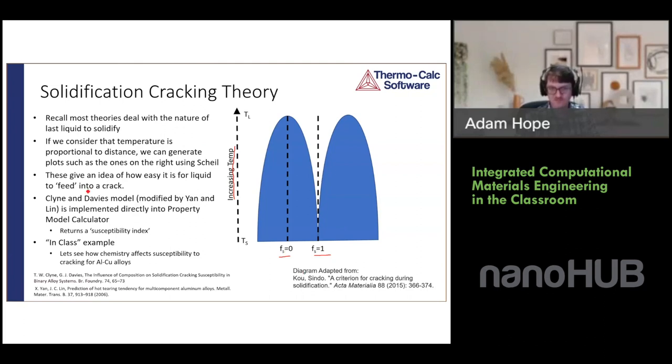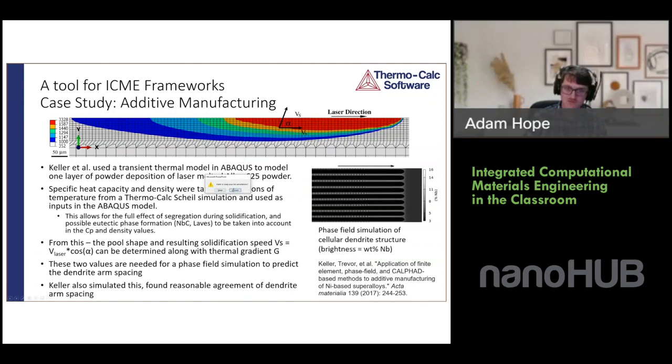And there are a bunch of models that use the Scheil to predict solidification crack susceptibility by saying something about the shape or the slope of the Scheil near fraction solid equals 1. One of those models is called the Klein and Davies model, and that's what's implemented into Thermo-Calc so that you can calculate a crack susceptibility for any material chemistry. And so real quick here, let's see how chemistry affects the susceptibility for solidification cracking for aluminum copper alloys. Okay, so I'm going to go back to the tool.